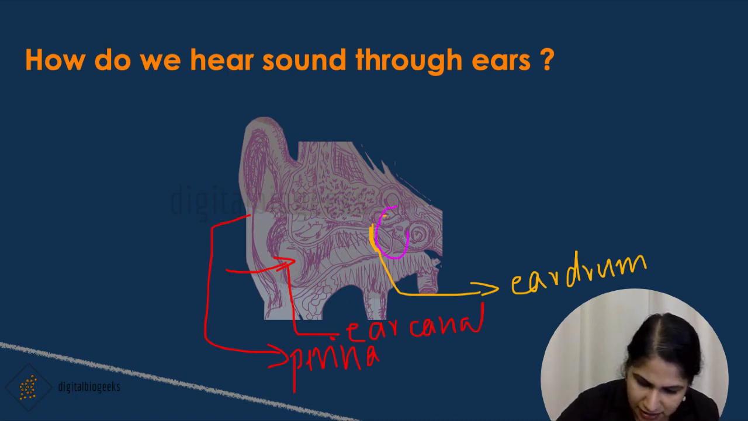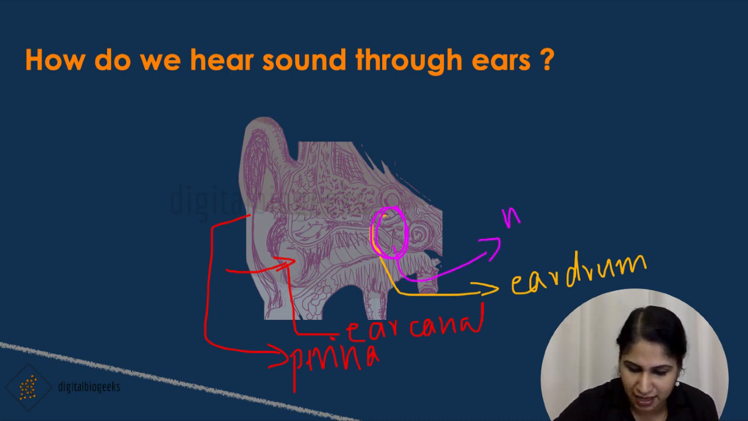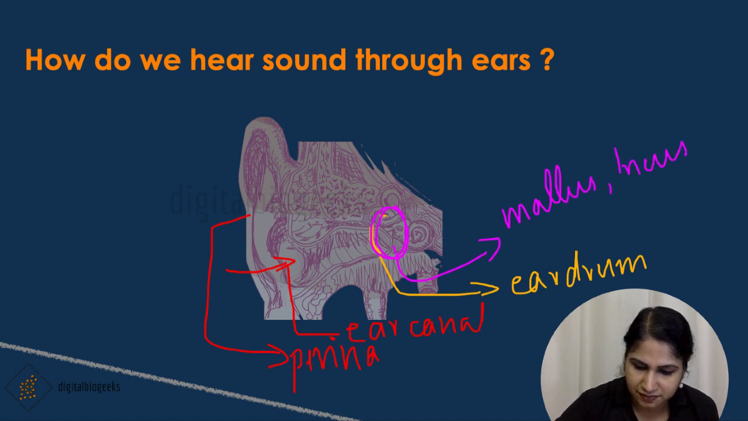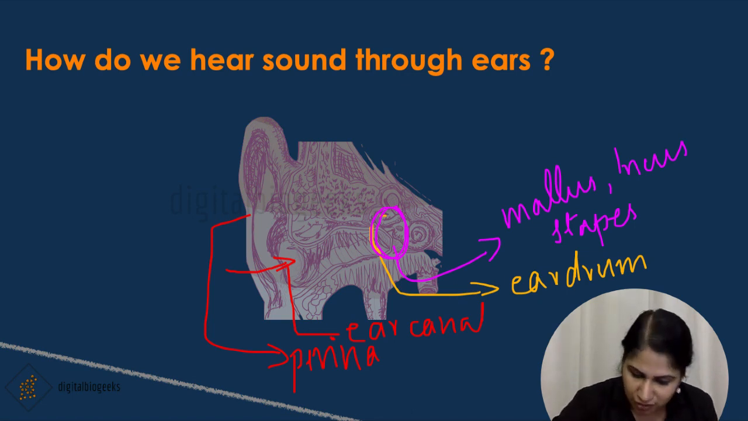This area is the middle ear. And in the middle ear, there are three small bones present. That is malleus, incus, and stapes. These sound waves make these three bones vibrate. These bones amplify the sound waves, or increase the strength of the sound waves, and these sound waves then pass on to a structure called the cochlea.